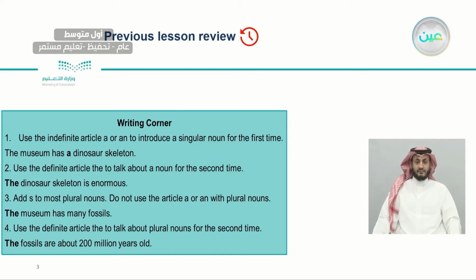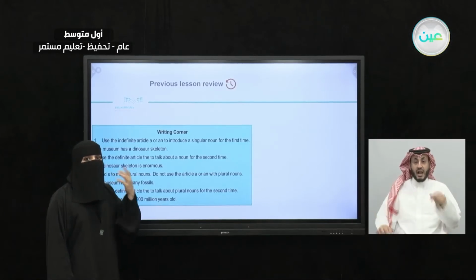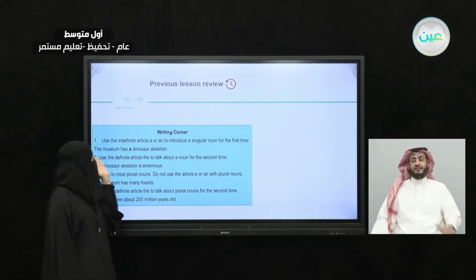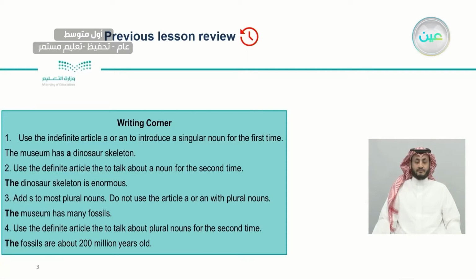We talked about writing and we mentioned that we use the indefinite article a or an to introduce a singular noun for the first time. Remember, when you write to your audience or your readers, you need to make your ideas and thoughts very clear. So when you mention the first item in your text for the first time, you use the indefinite article, like here, the museum has a dinosaur skeleton.